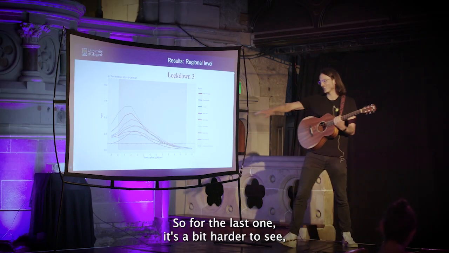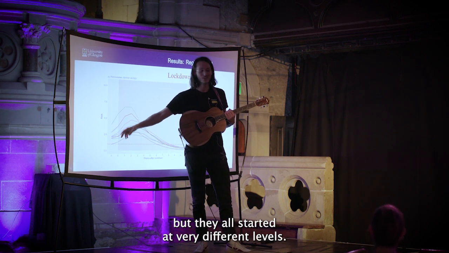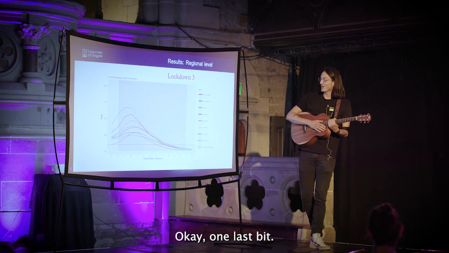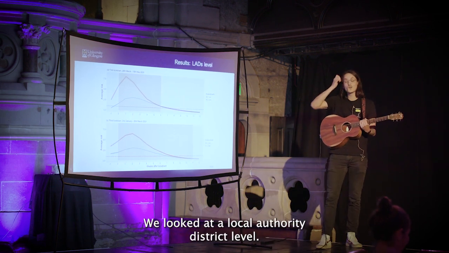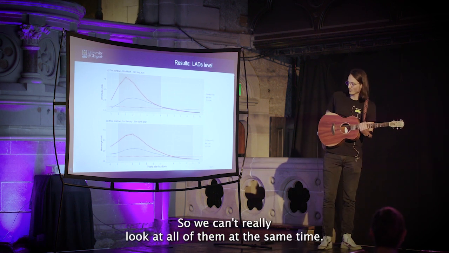Thank you. So yeah, for the last one, it's a bit harder to see. But they all started at very different levels. And if you account for that, these shapes are generally pretty similar. Okay, one last bit. We looked at a local authority district level. There's 312 of them. So we can't really look at all of them at the same time.